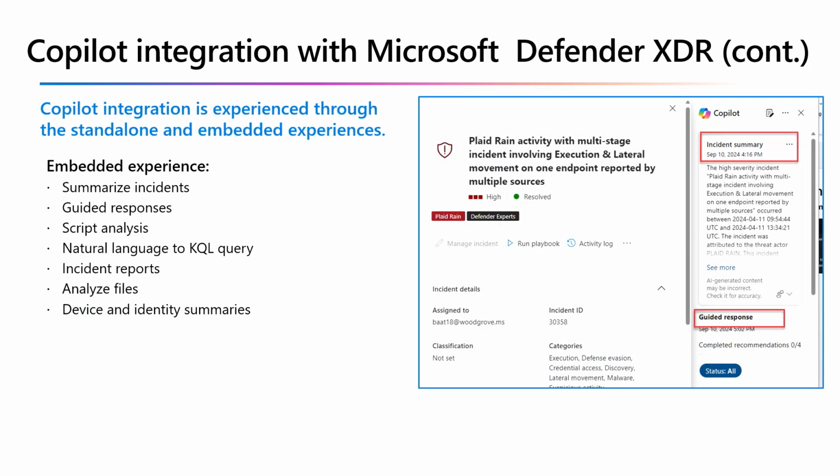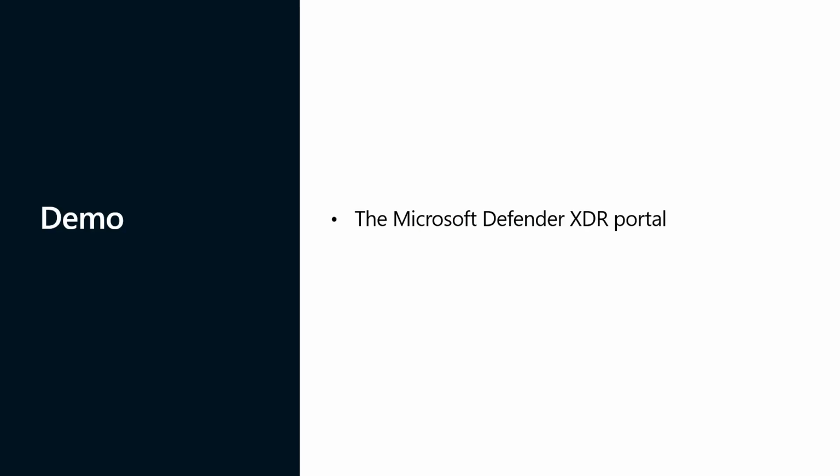In the embedded experience, this is referred to as Copilot in Microsoft Defender XDR. Copilot in Microsoft Defender XDR enables security teams to quickly and efficiently investigate and respond to incidents through the Microsoft Defender XDR portal. With Copilot in Microsoft Defender XDR, you can summarize incidents, get guided response, do script analysis, make natural language to KQL queries, and also create incident reports. All right, let's jump to the portal and see Microsoft Defender XDR.